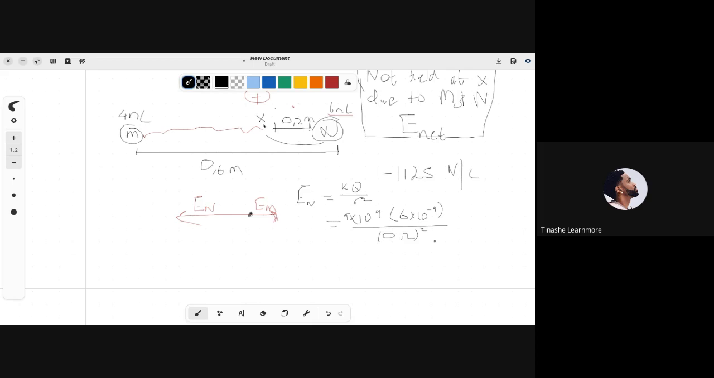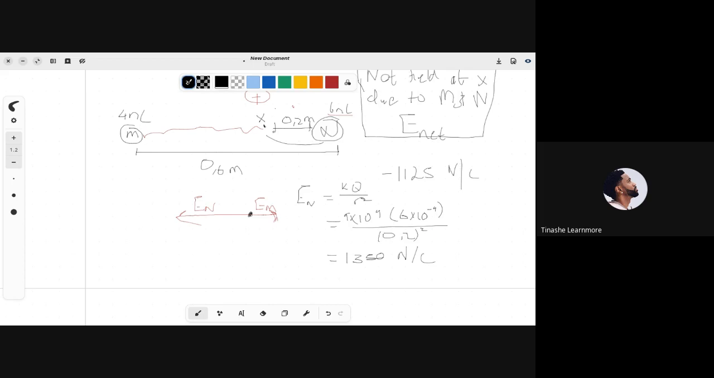Let me just type that in. No, that's 0.2. 0.2 squared. Okay, I got 1350 for that. So 1350 newtons per coulomb. So that is what I get for N.